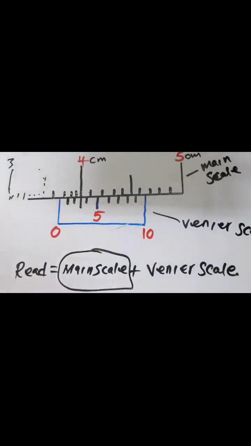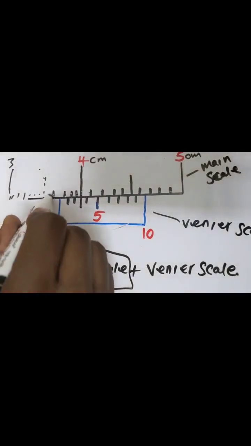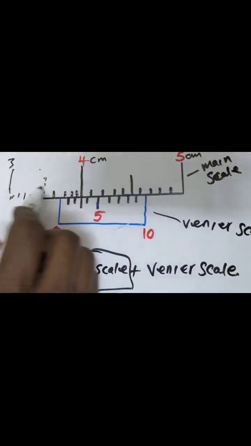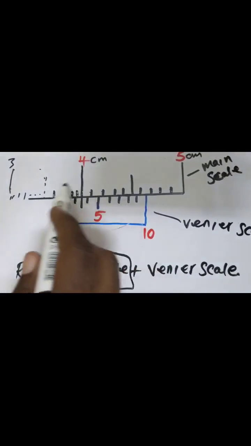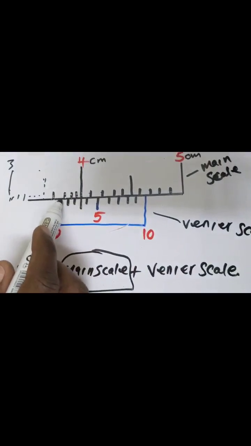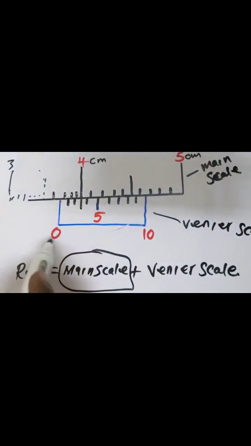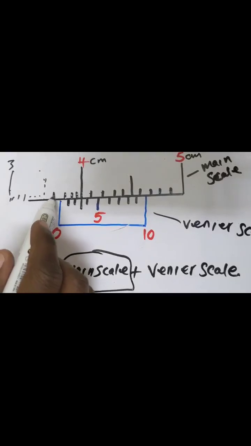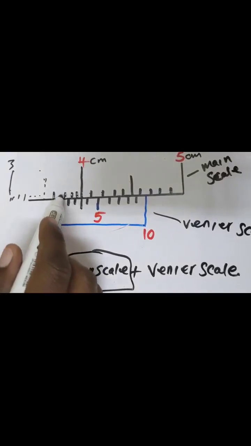So get the reading of the main scale before the 0 digit of the Vernier scale. Make sure that you understand this part; I've repeated this a couple of times now. Before the 0 digit of the Vernier scale, it is this reading here; after it is this.